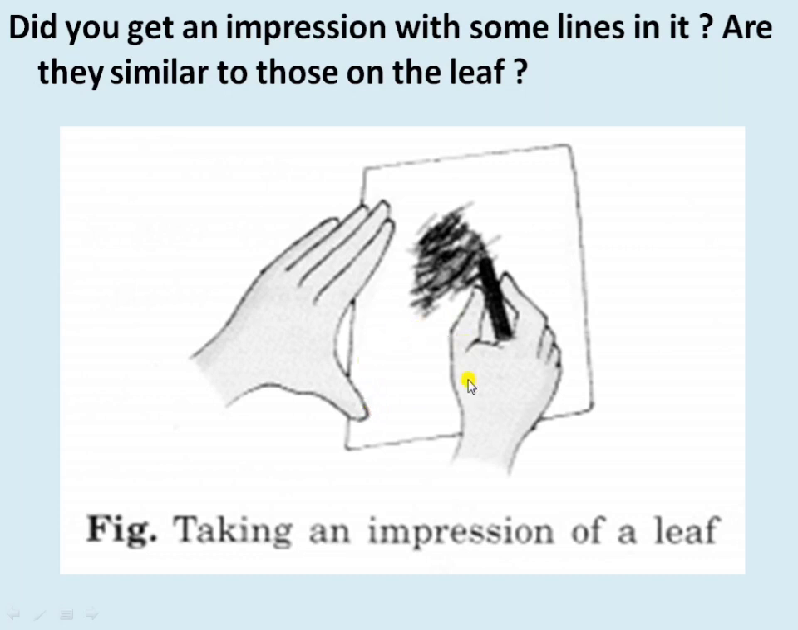After that, did you get any impression with some lines in it? Are they similar to those on the leaf? This is your question of this activity. Did you get an impression with some lines in it? Are they similar to those on the leaf that you are using? If they are similar, then say yes, they are similar. If they are not similar, then write down simply no, they are not similar.